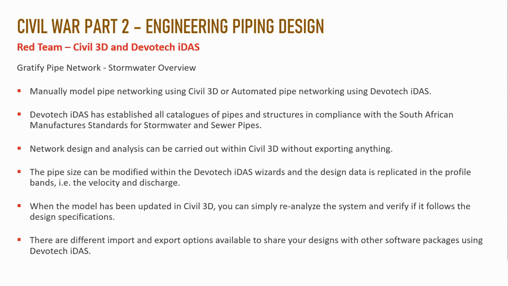And I mean anything. The pipe size can be modified within the Devotech iDAS wizard, and the design data is replicated in the profile bands, for example, the velocity and discharge. And that's what I want. I want to do less effort, so my accuracy is much more on point, because these things are very critical. When the model has been updated to Civil 3D, you can simply reanalyze the system and just verify if it follows the design specification. So if I do small little adjustments on my layout, it actually just goes back to the analysis. I can just check and Bob's your uncle, there you go.